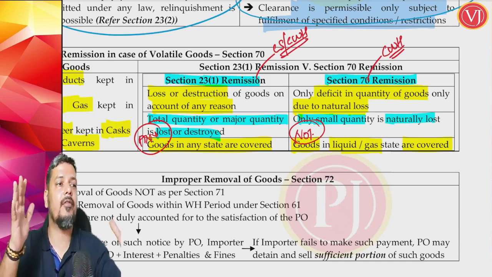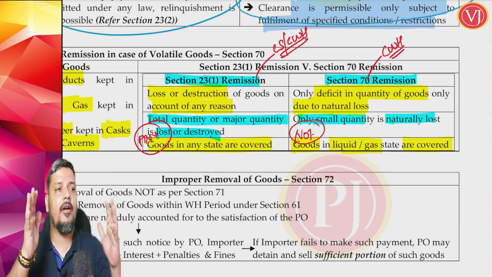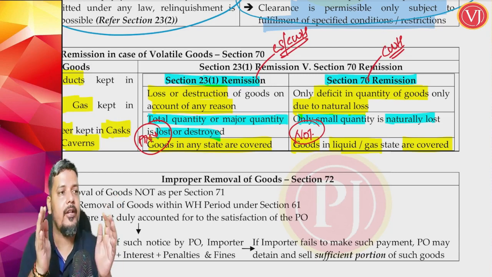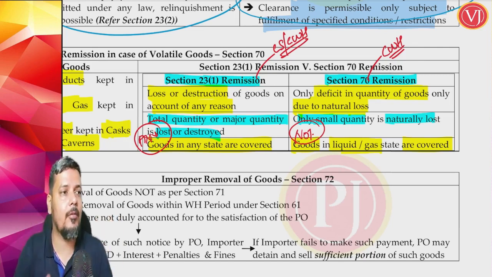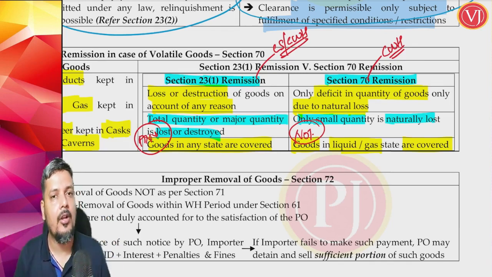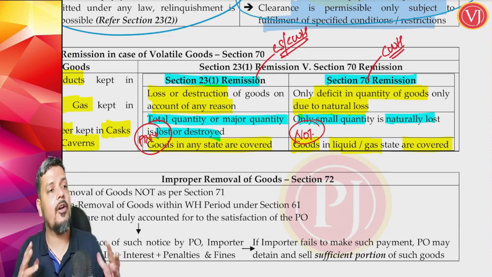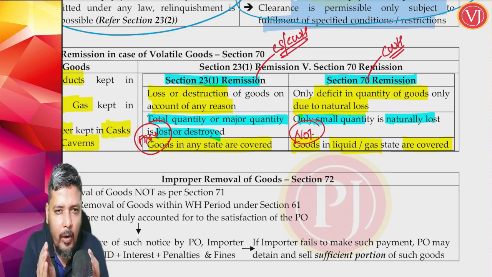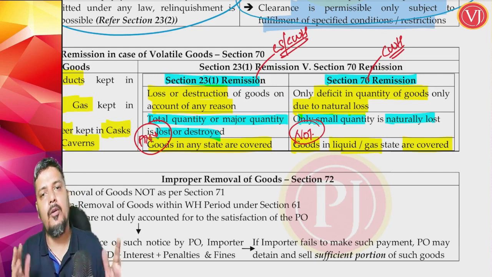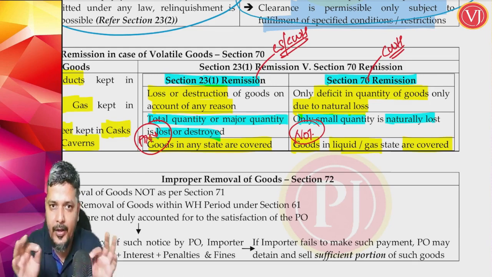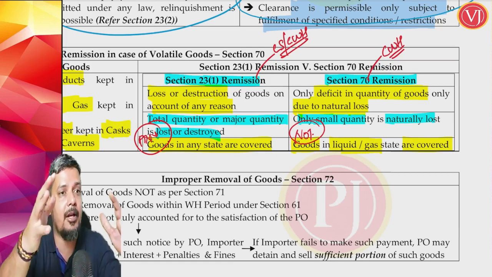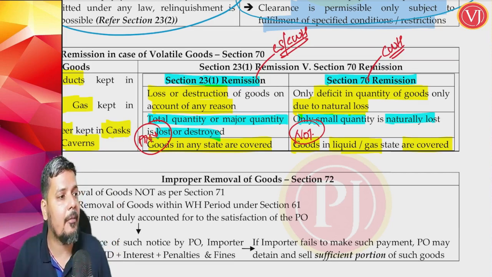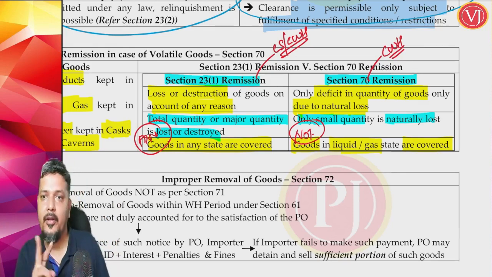Differentiate. 23 scope is wider and 70 scope is smaller. 23 talks about remission at customs station, customs warehouse. 70 only remission at warehouse. 23 talks about loss or destruction, any reason. Here it is 70, it's only natural loss. 23 talks about total quantity or major quantity lost. Here it is small quantity. 23 talks about any goods in any form. Here it is notified goods, in solid, liquid or gaseous states, that too kept in proper containers. That's the difference.